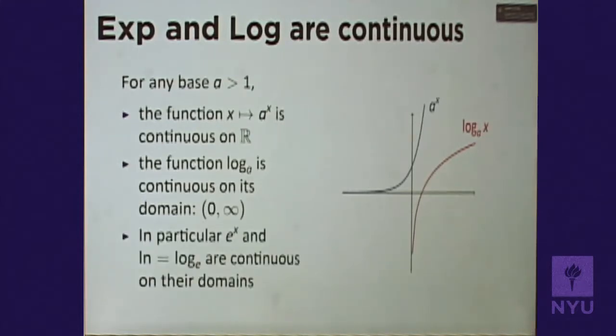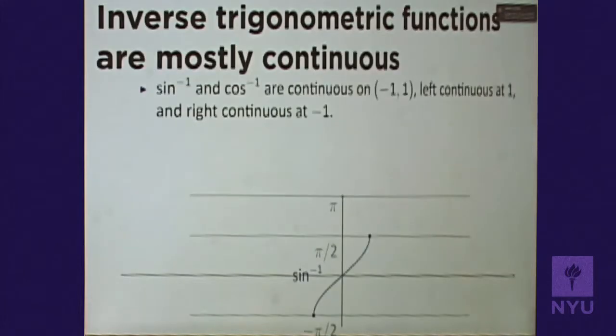Our favorite exponential and logarithmic functions are the ones which are taken to the base e. E is an important number, doesn't have a nice decimal representation, but it turns out to be very useful for our purposes. So e to the x and natural log, which is log to the base e, those are continuous functions on their domains.